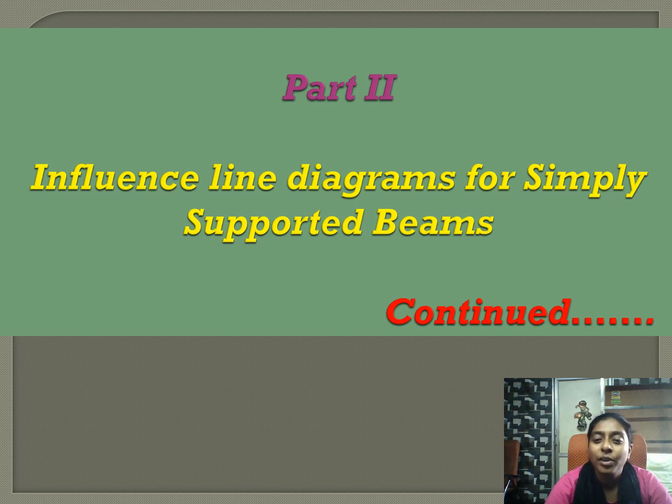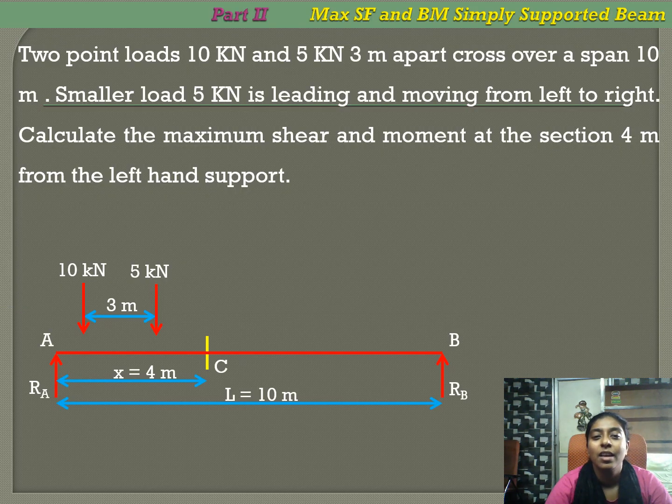So we are continuing our problems. Now we are going to find the shear forces and bending moments, maximum shear force and bending moment, for a simply supported beam for the moving load conditions when there are two concentrated loads. So our given problem is 2 point loads, 10 kilonewton and 5 kilonewton, they are 3 meters apart.